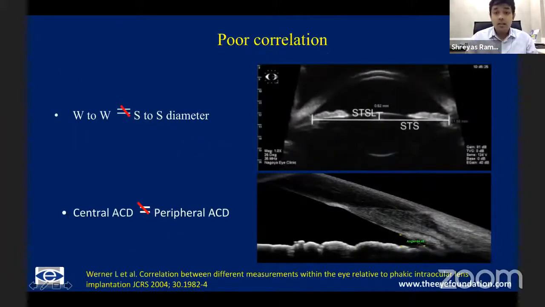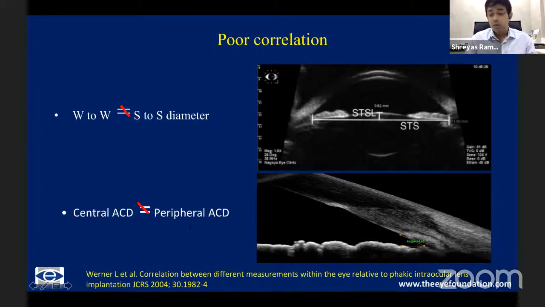The challenge with phakic IOL implantation is that while we are putting in the lens in the sulcus, we are measuring the white to white, which like Dr. Vardhaman rightly mentioned is a surrogate measure. White to white does not correlate with the sulcus to sulcus diameters, and multiple studies have already shown this. Central AC depth also does not correspond to peripheral AC depth.